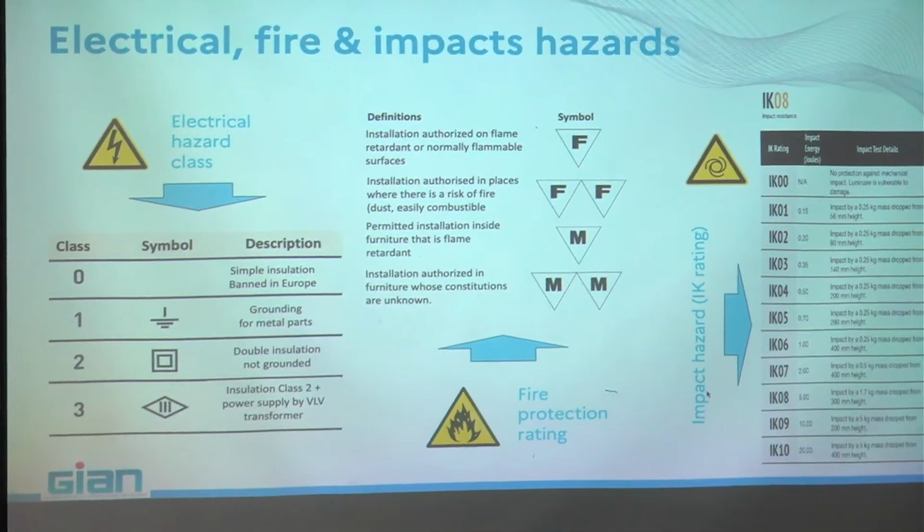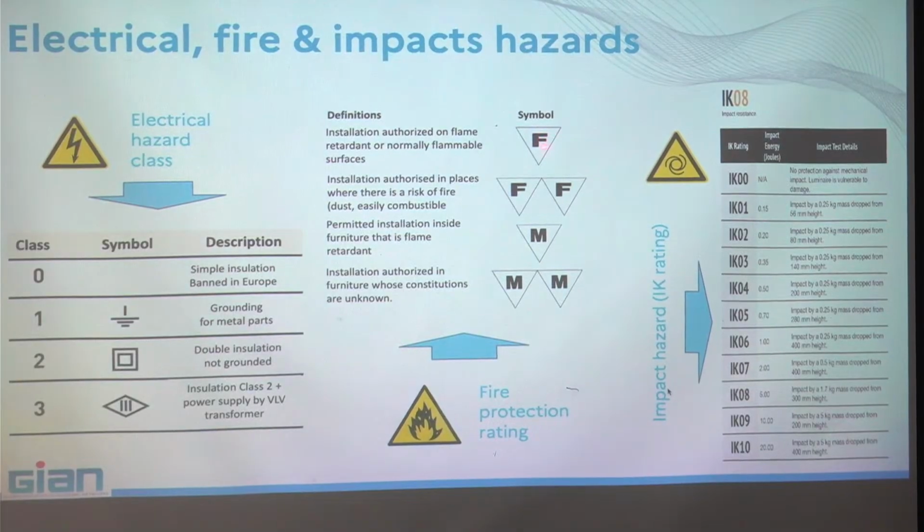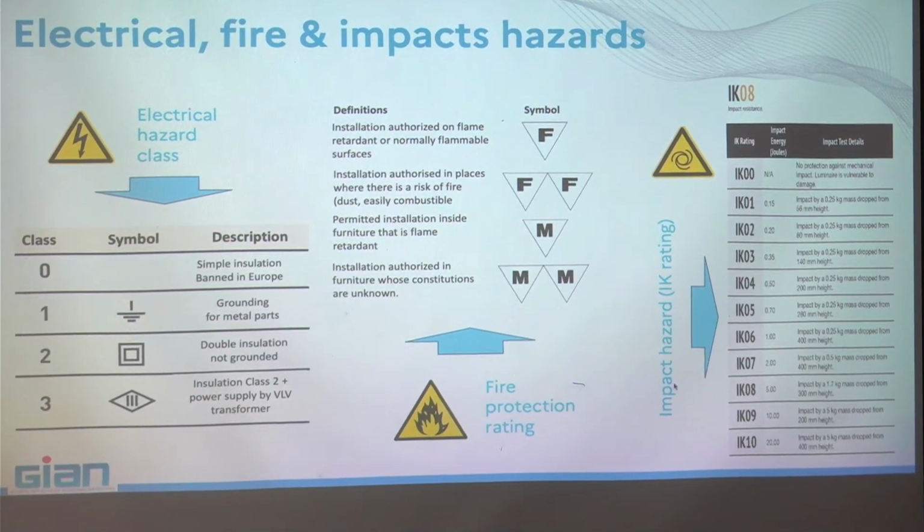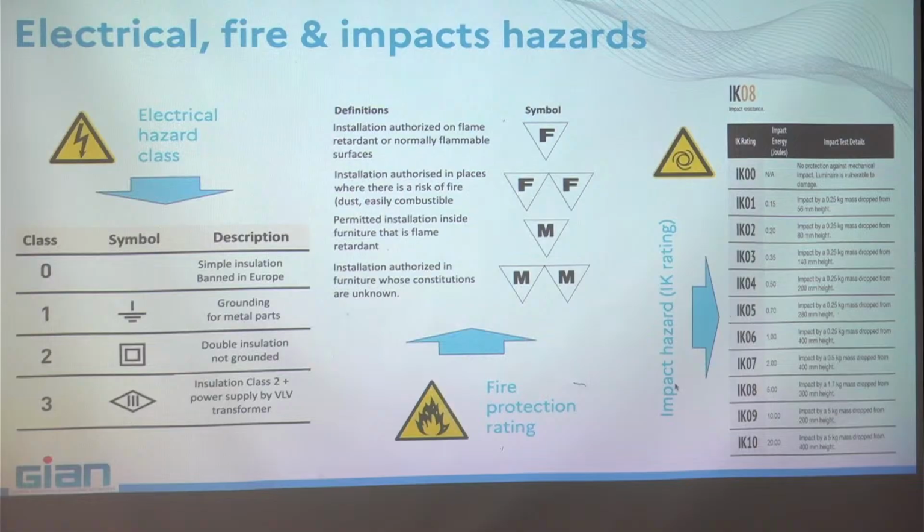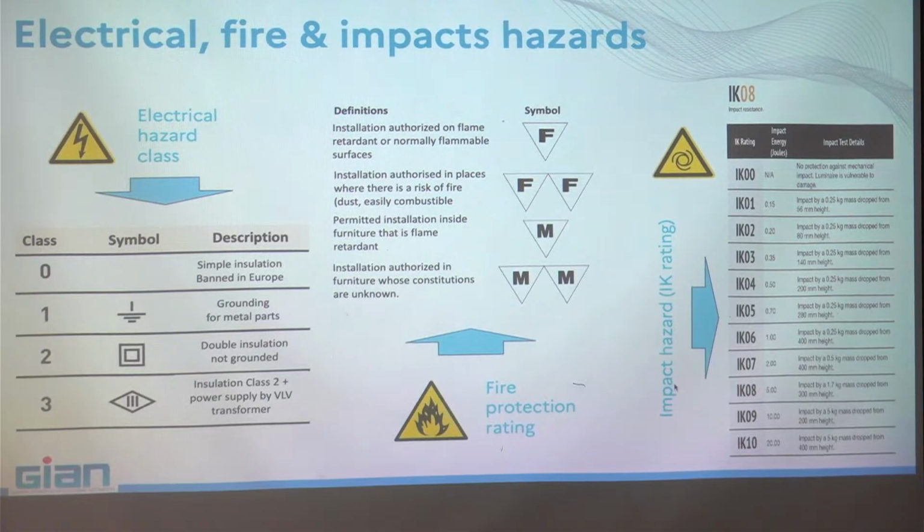Fire hazard, this is very important. You have 2 kinds of symbol, the F's and the M's. Usually inside buildings, like here, you don't need any fire protection. Here is just, what does that mean? That means this symbol means that if there is fire inside the place, the fixture has a given resistance before melting and increasing the impact of the fire.